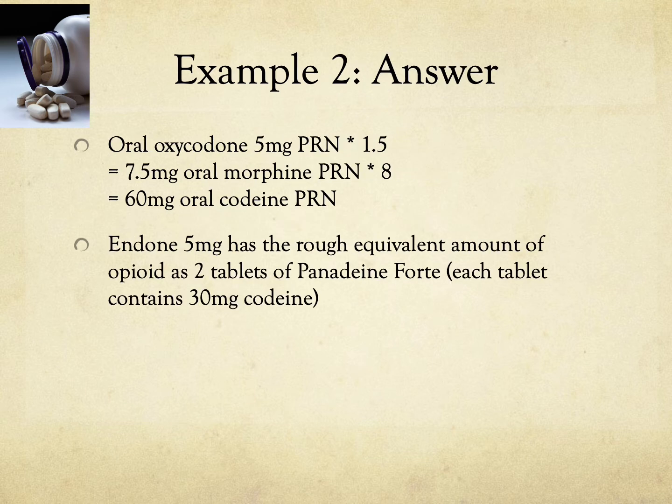Answer. Endone is oral oxycodone immediate release. So oral oxycodone 5 milligrams PRN times 1.5 to get to morphine is the equivalent of 7.5 milligrams oral morphine PRN times 8 to get to codeine is equivalent to 60 milligrams oral codeine. Because each Panadine Fort tablet contains 30 milligrams of oral codeine, Endone 5 milligrams has the rough equivalent amount of opioid as 2 tablets of Panadine Fort. Again, note how we document the route, the time period, in this case PRN, and the ratio used.